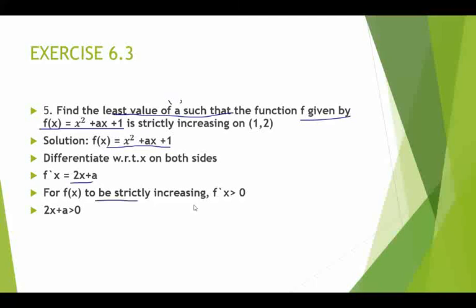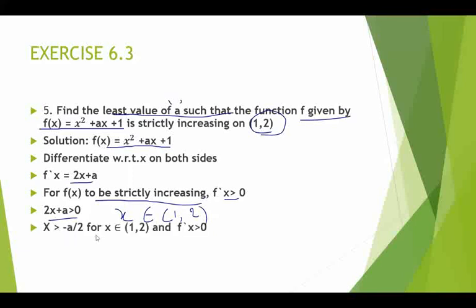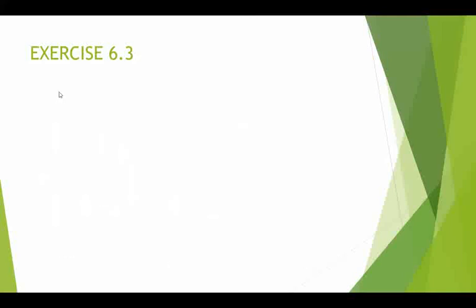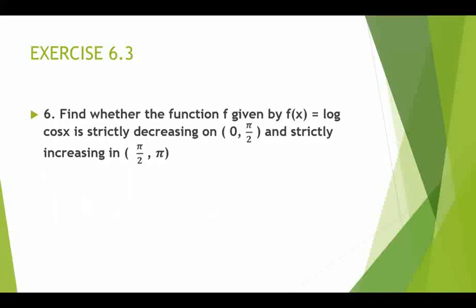For f of x to be increasing, f dash x should be positive. 2x plus a should be greater than 0. What is the value of x? x lies in the range 1 comma 2, they have told. Now, x should be greater than minus a by 2. Since x belongs to 1 comma 2, minus a by 2 should be positive, which means a should be greater than minus 2. If a is equal to minus 2 also, I can get f dash x as a positive quantity. I hope you have understood.